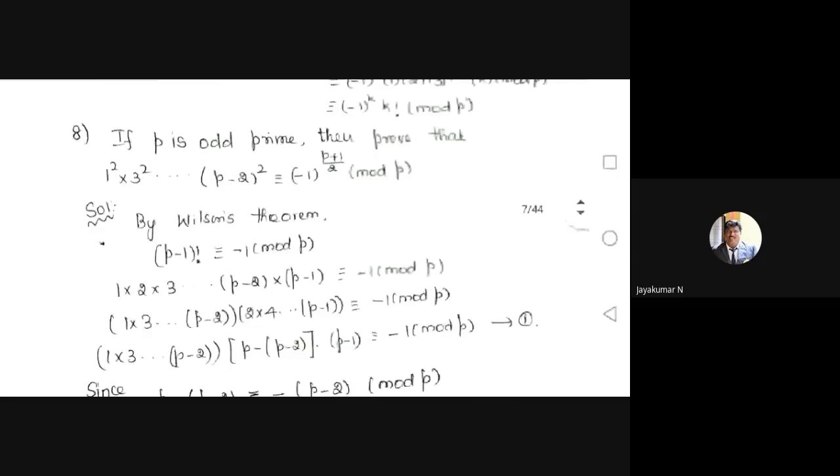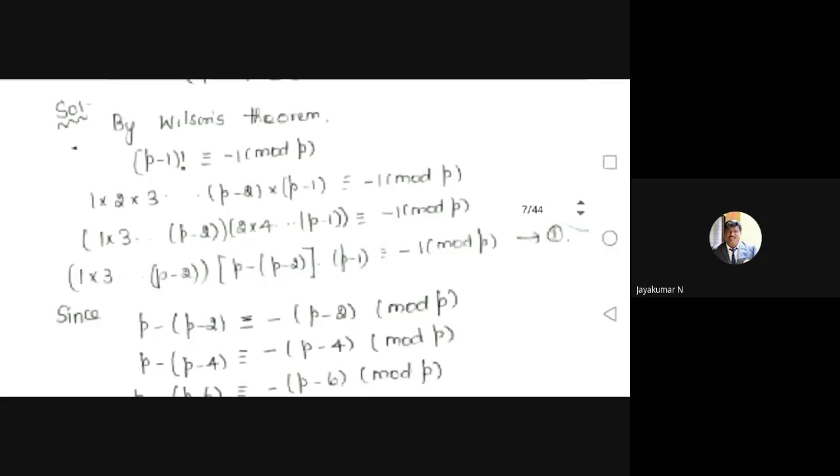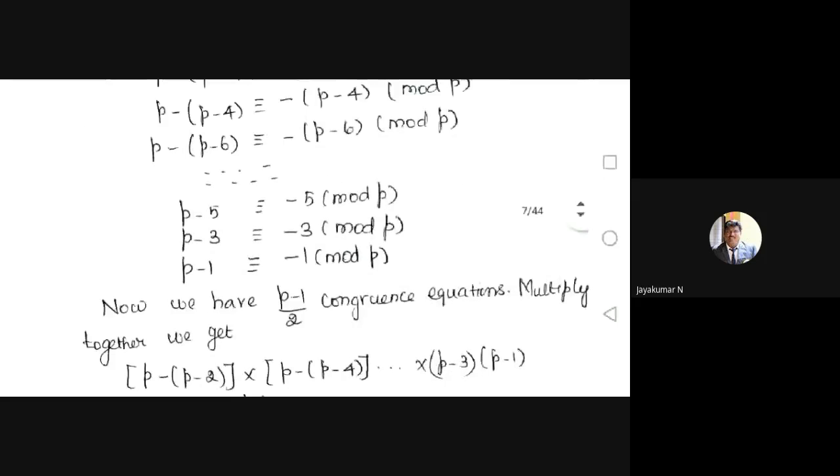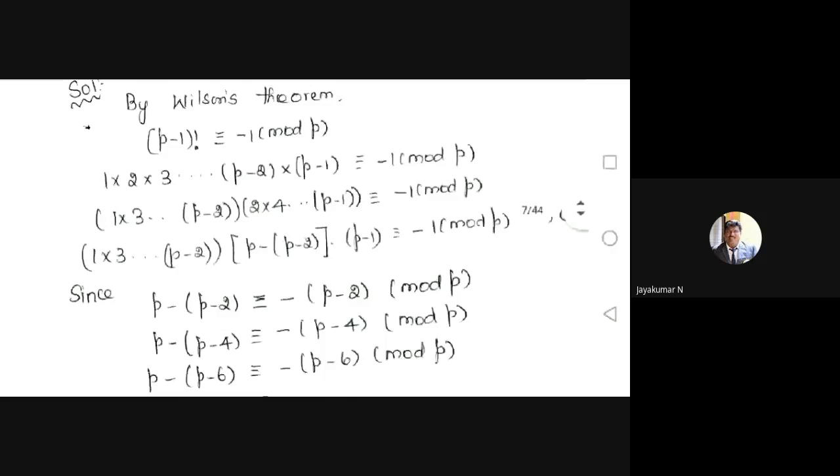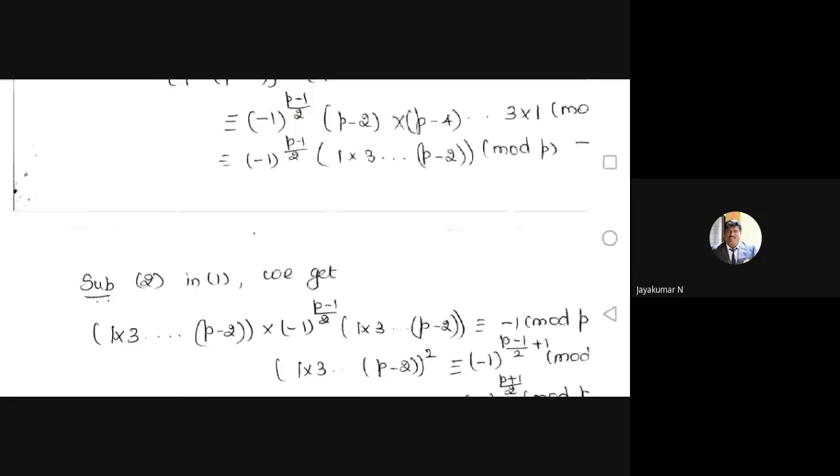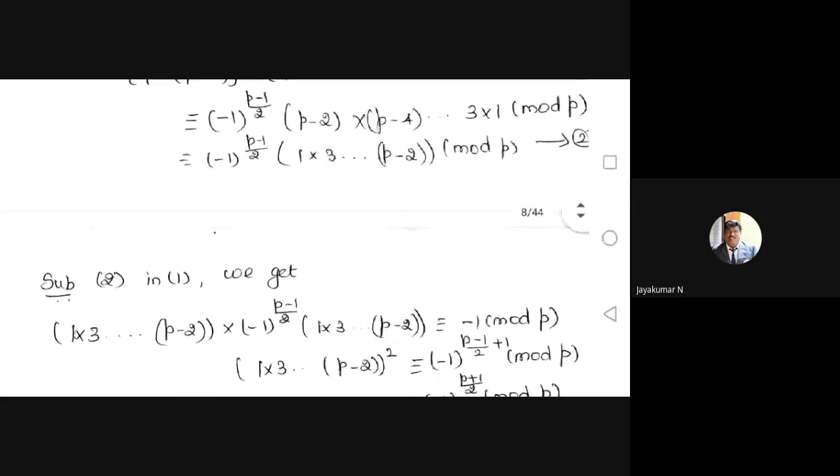Okay. So look at the left hand side of equation 1: 1 into 3 into up to P minus 2. So it is minus 1, that is the product of even integers. The product of even integers is congruent to minus 1 to the power P minus 2 into 1 into 3 into up to P minus 2, which is congruent to minus 1. Okay.